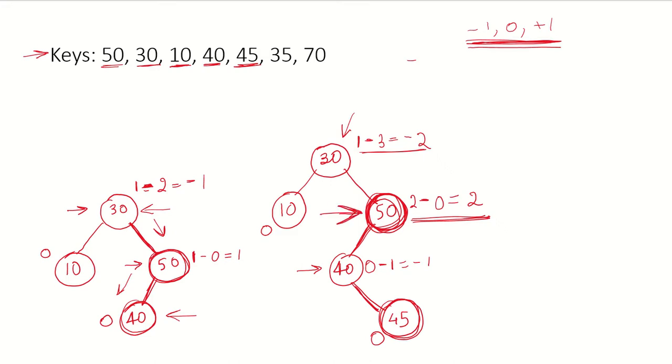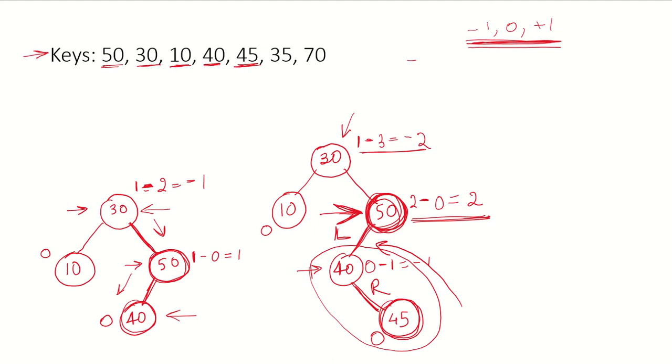For this node now, what kind of an imbalance has been created? This is left and this is right. So an LR imbalance has been created. So we need to do an LR rotation. And how do we do the LR rotation? We will first do a left rotation using these two nodes. So this will go up. So 45 will go up and 40 will come down.